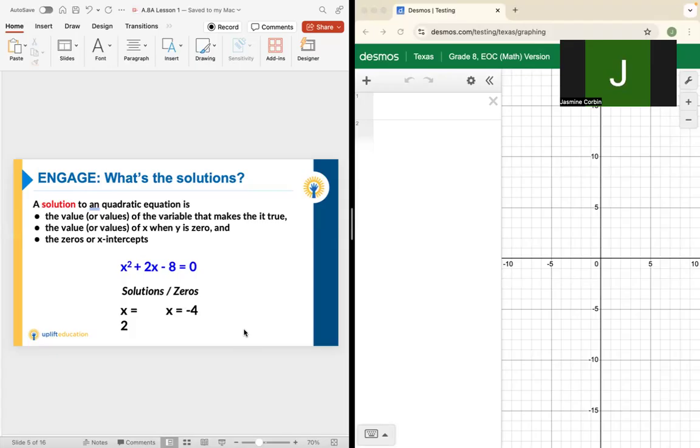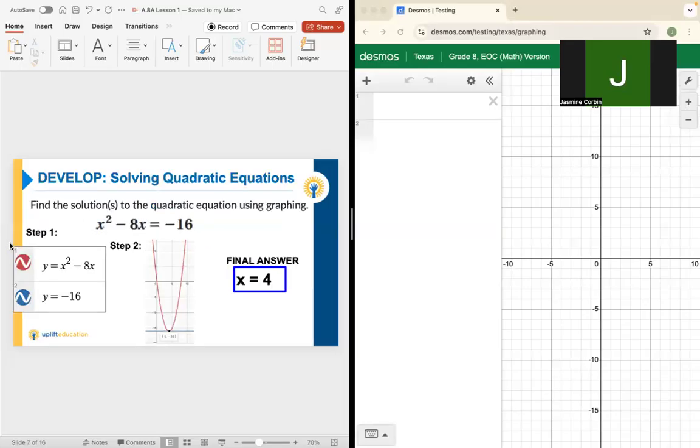something similar that we've learned before in the past. When it comes to our zeros, it's the same thing as finding our zeros. All right, so our solutions and our zeros are the same thing. And in this instance, we're seeing that x can equal 2 and make it equal to 0, which will make this true, and also -4. So now we're going to talk about how do we actually do that.